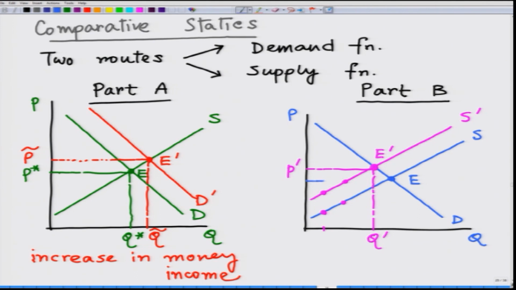The original equilibrium had price P star and Q star, and comparison between E and E prime will give you the comparative static analysis. So, let me summarize here at the bottom. This case is basically a case of increase in energy price.